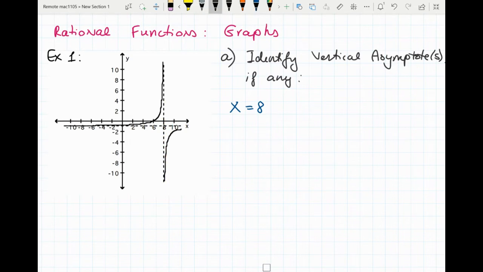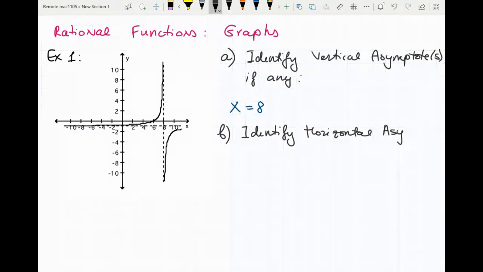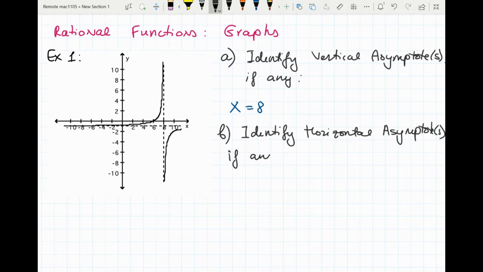Let's go ahead also and identify horizontal asymptotes, if any exist. So again, let's go ahead and pay attention to the horizontal asymptote. It looks like we have one, right? So we have a horizontal asymptote. Let's see, this looks to be 2, 4, 6. So it's in the middle between 0 and 2. So it looks like there's a horizontal asymptote at -1.